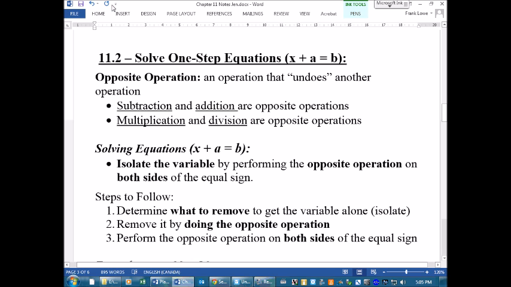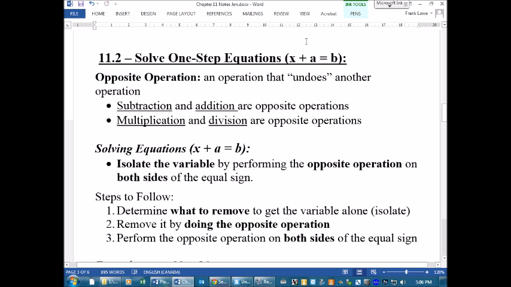Okay, 11.2. Now we're going to get into, once we know what an equation really is, solving one-step equations. It is in the form of x plus a equals b, or x minus a equals b. So we're just looking at adding and subtracting. But anyways, we'll get to that. We need to go over a couple things before we look at the solving component.